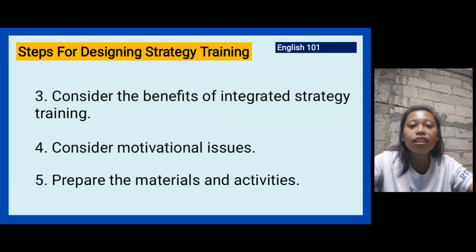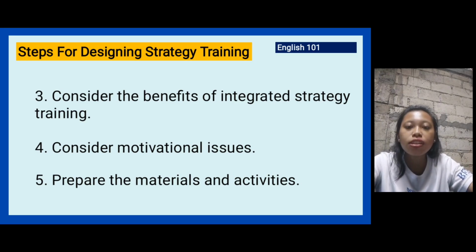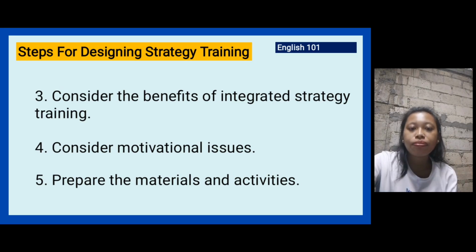Okay, next is consider the benefits of integrated strategy training. Here, you as a teacher, you have to combine strategy training with regular lessons instead of teaching it separately, so students can apply strategies immediately.